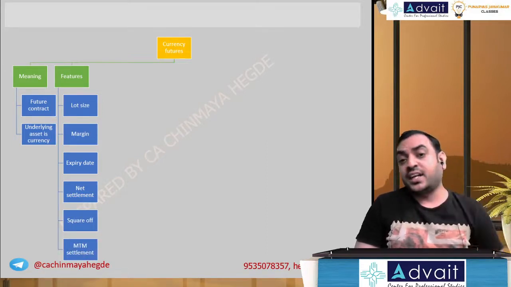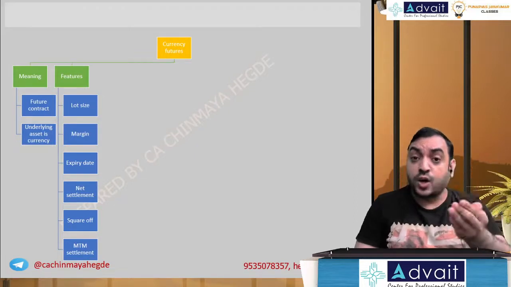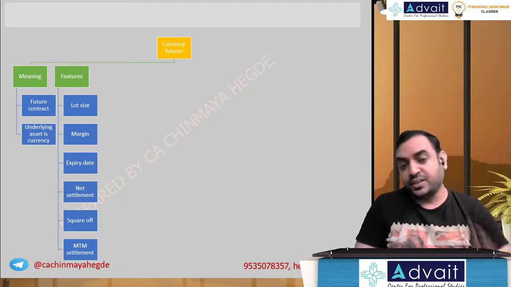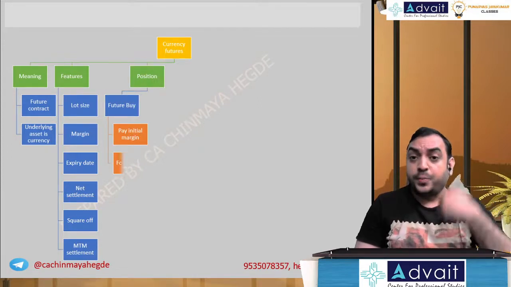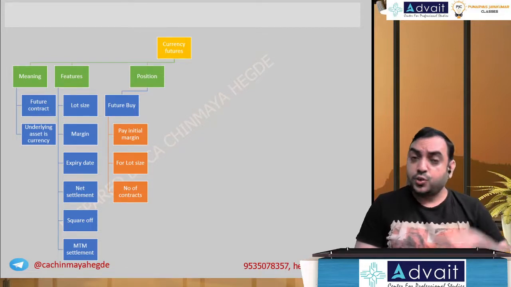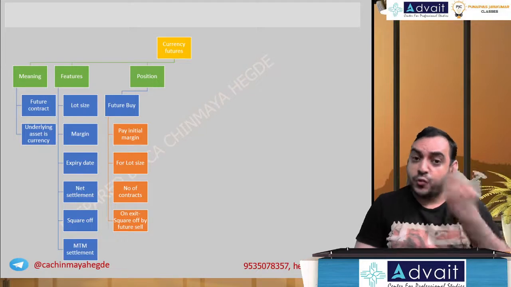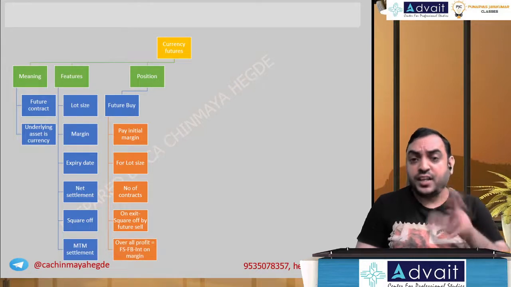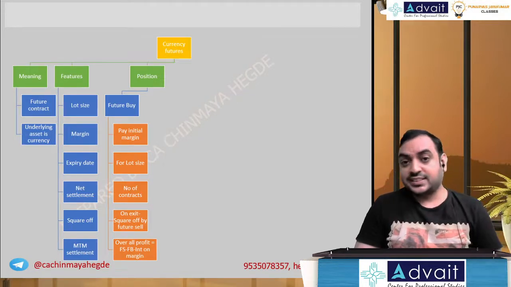And we have mark to market settlement. You don't wait till the expiry. The amount will be credited or debited from your account as a margin adjustment on a daily basis. So if it is future buy, you pay initial margin. You will have some lot size. You enter into some number of contracts. On exit, you square off by doing future sell. And profit is the difference between future sell and future buy, multiplied by the number of contracts into lot size.